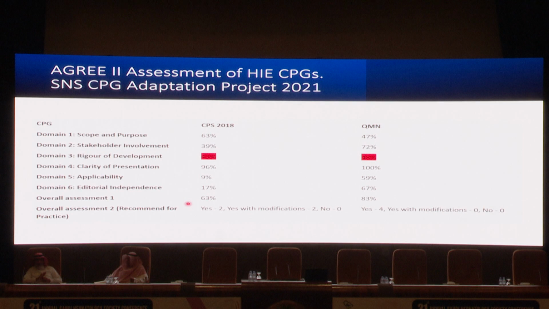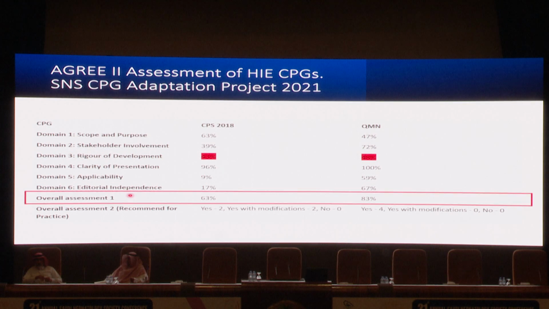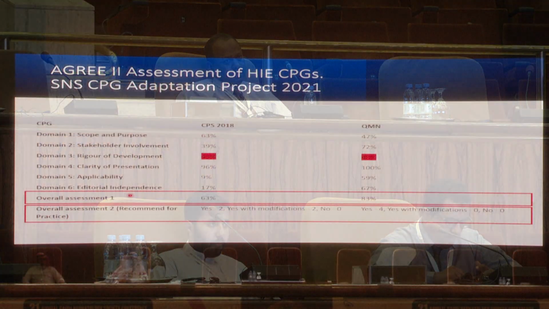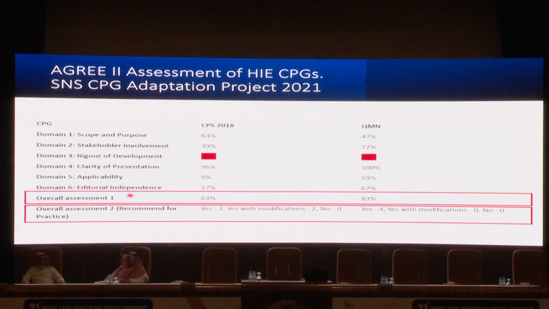At the end, we use the overall assessment, which is 63% for the Canadian guideline for HIE, for example, and 83% for Queensland. For the overall assessment, we have 4 team members; 2 of them, for example, said yes, we can adapt it, 2 said it needs some modification, and 0 said no. So we have 4 different assessments for each guideline.